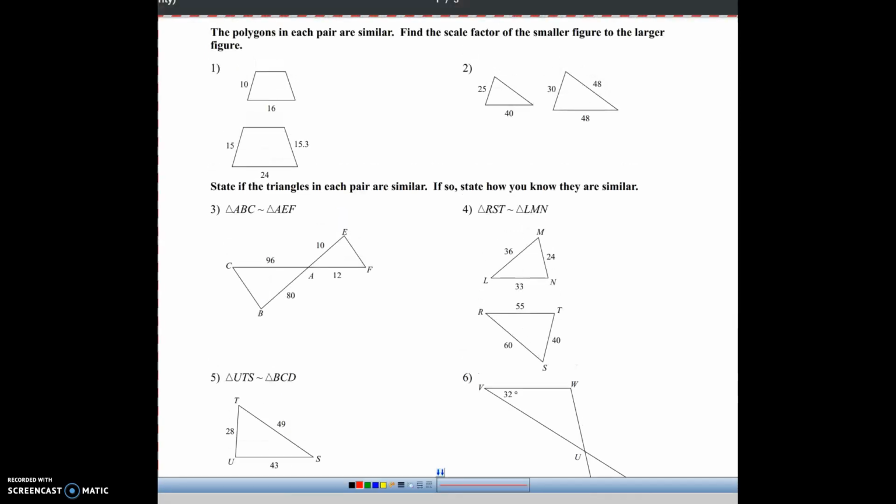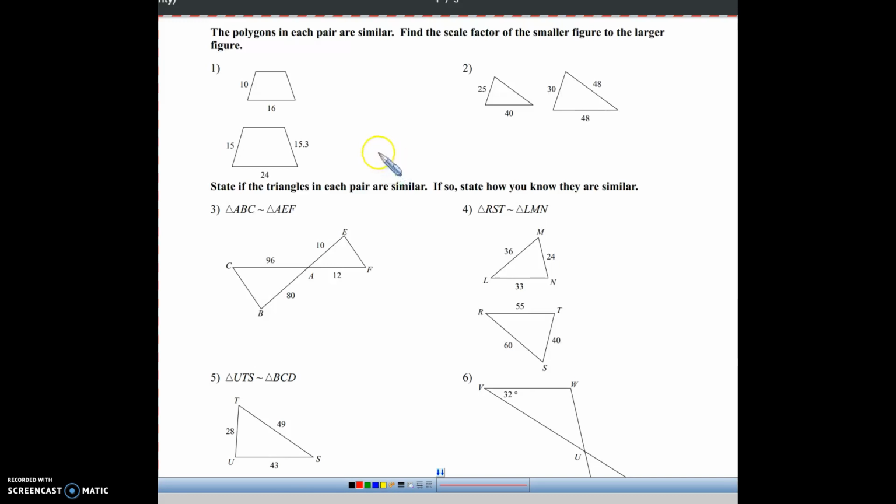Okay, guys, let's look at your study guide that you had to do yesterday. Number 1 and 2 says the polygons in each pair are similar, which means they are the same shape but not the same size. Find the scale factor of the smaller figure to the larger figure. Now remember, with similar figures, we're dealing with dilations.